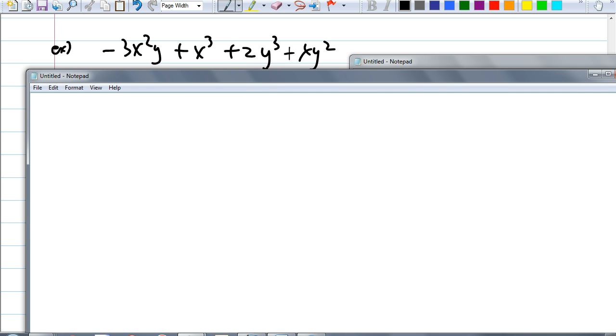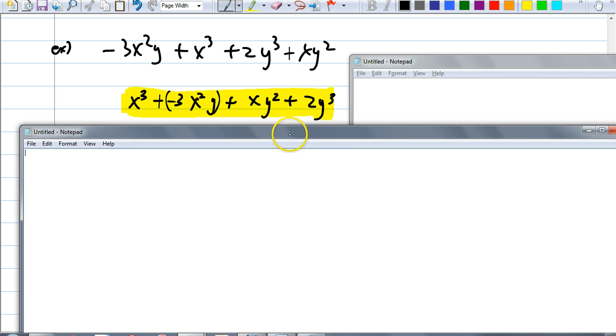Who could tell me how to rewrite this in correct standard form? Livy? X cubed minus 3x squared y. This is actually plus negative 3x squared y. I want you to change everything to addition because you could then switch the order around because of the commutative property of addition, remember? Okay, anyway, say it again. X cubed plus negative 3x squared y plus xy squared plus 2y cubed. Good. Why did you write 2y cubed at the very end? Because there's no x in it, so it goes at the very end.